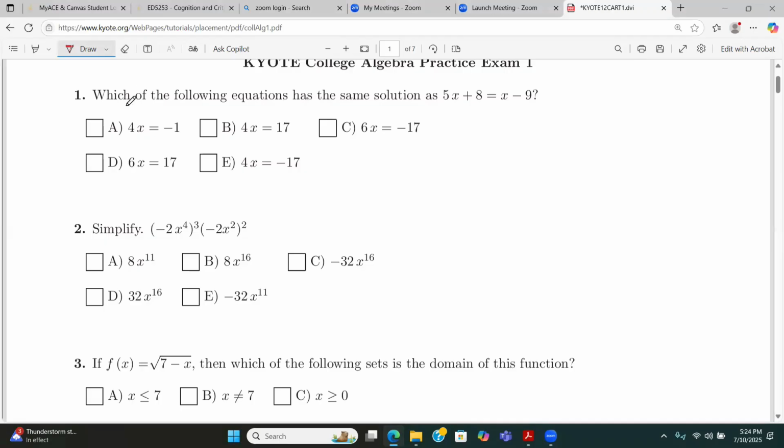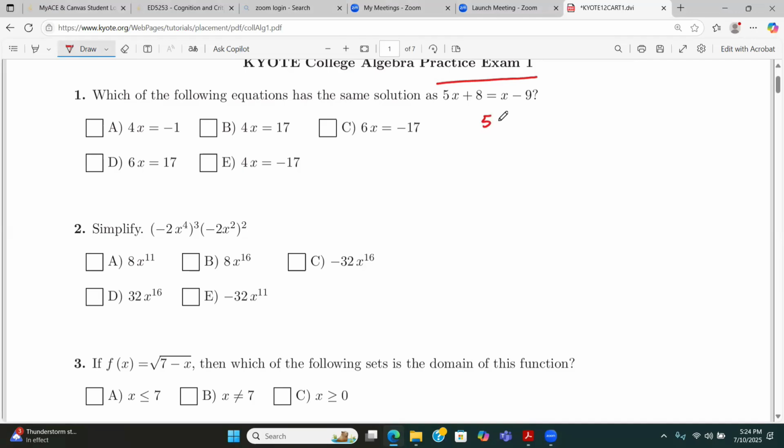College algebra practice test. All right, let us just get into this. It says, which of the following equations has the same solution as 5x + 8 = x - 9? So what we're going to do is take this, manipulate it, and then keep looking at the solutions.